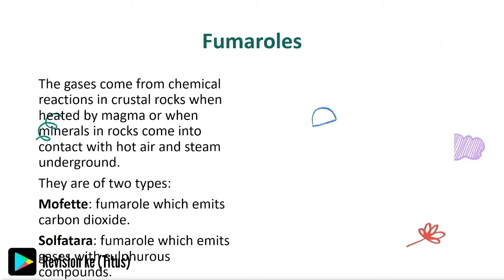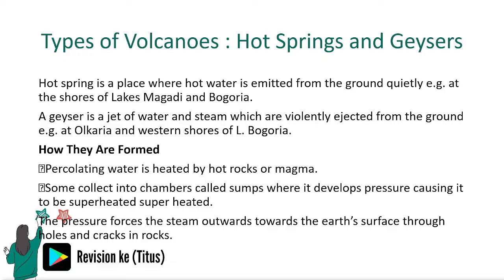We also have fumaroles. These are gases. The gases come from chemical reactions in crustal rocks when heated by magma or when minerals in rocks come into contact with hot air and steam underground. They are of two types, mofettes and solfatara.